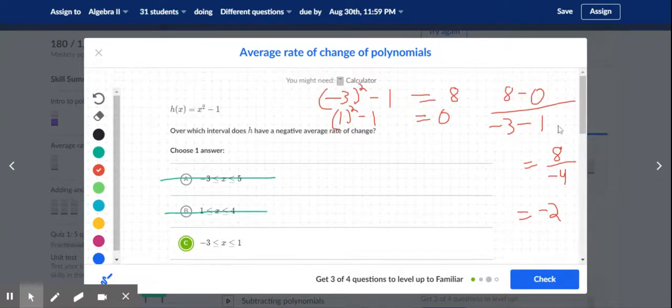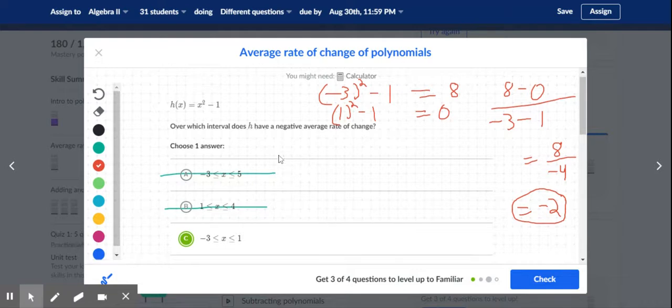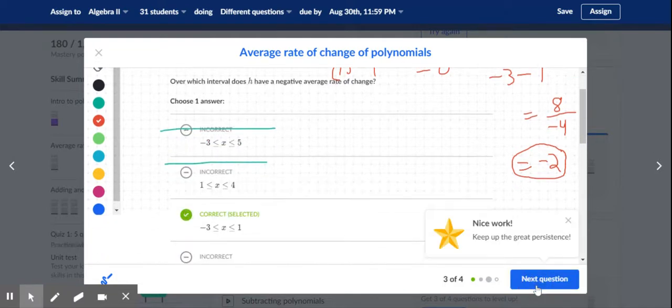So over which interval does h have a negative rate of change? This is its rate of change. Another word for this would be its slope at that point over that interval. All right, so there can't be more than one answer, so we must be correct, which we are. All right, that's all.